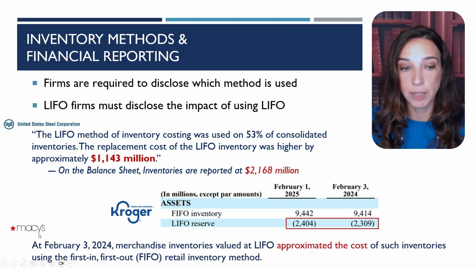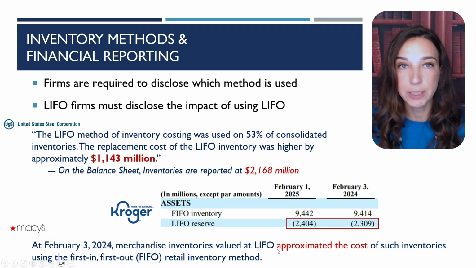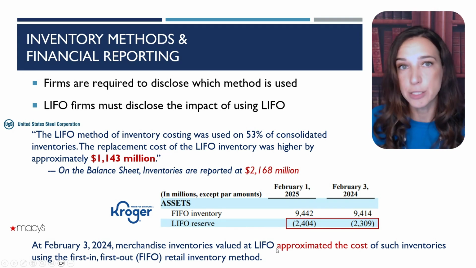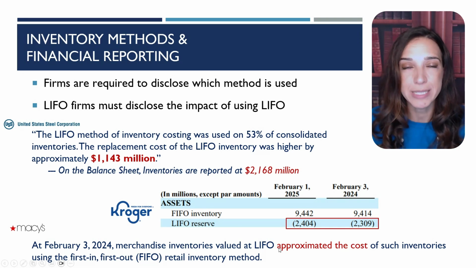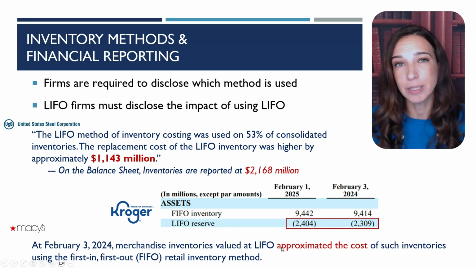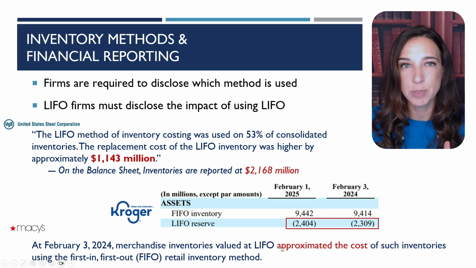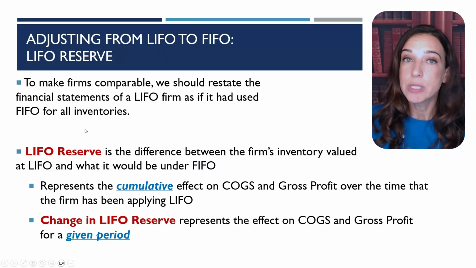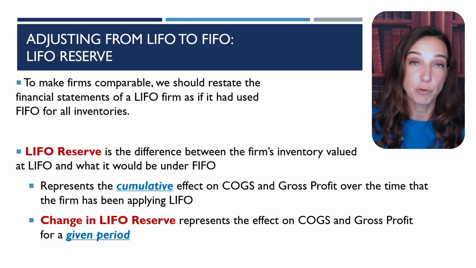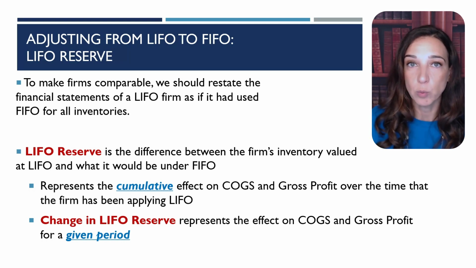Here's another example of a company that does use LIFO, which is Macy's, but they tell us that the value of the inventories under LIFO approximated the cost of such inventories under FIFO. So essentially they're saying the LIFO reserve is zero. The value that we would have reported if we were a FIFO company is materially the same. It doesn't mean that it's literally zero, but in terms of the materiality of the financial statements, it's approximately the same. We can use this reporting to adjust a LIFO firm to look like it would have if it was a FIFO firm.